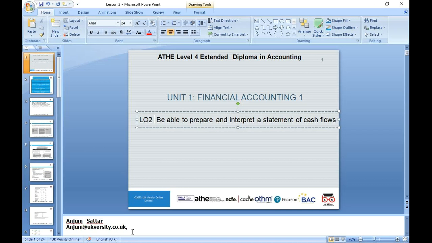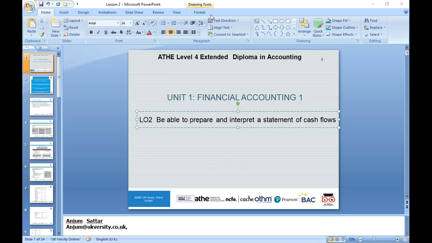So in this lesson, we'll go through our LO2 learning outcome: to be able to prepare and interpret a statement of cash flow. Last lesson, we discussed how many types of statement we can prepare. We discussed accounting concepts, and why we have to prepare all these financial statements, which are very crucial for different businesses to make decisions based on the financial information. So today's lesson we'll go through our LO2.